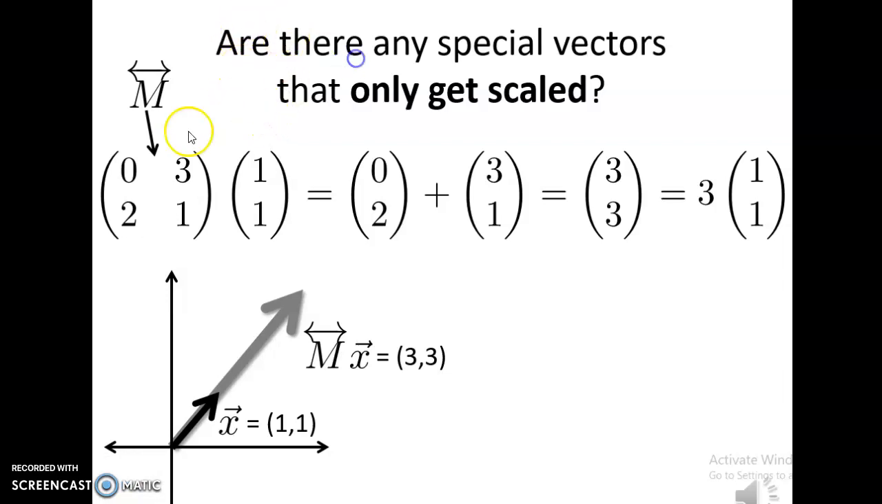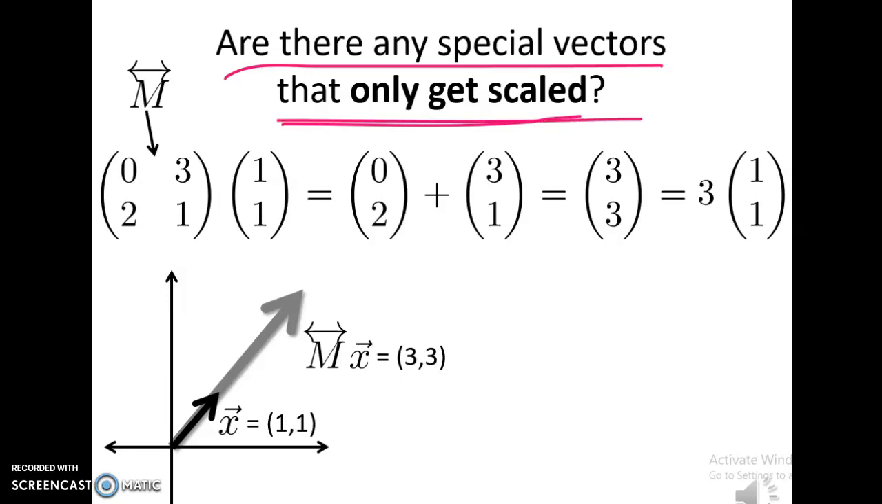Are there any special vectors that only get scaled? So 3 by 3. If you simplify, 3 of 1 by 1, same case. So scaling only here. That's why special vectors only get scaled. This is the special vector.